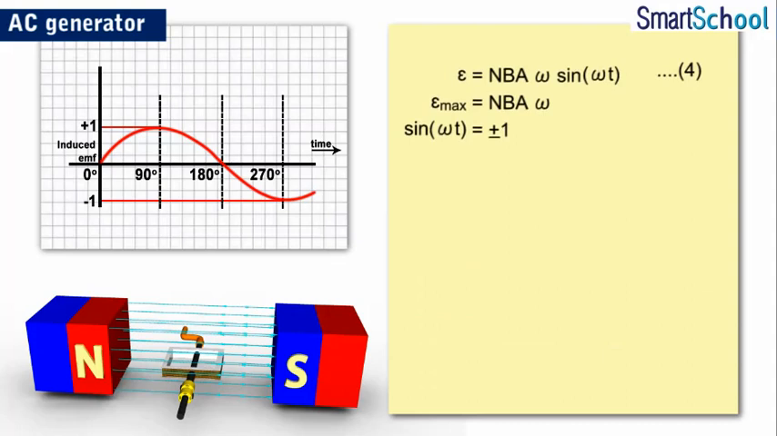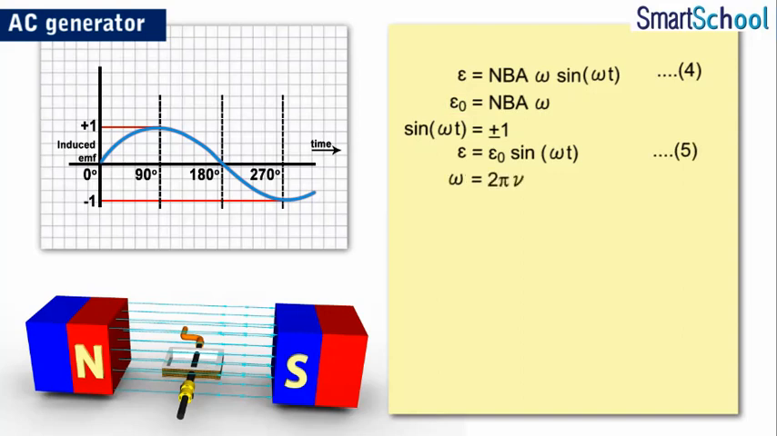As the value of the sine function varies from plus 1 to minus 1, the sign or polarity of the EMF changes with time. Accordingly, the direction of the induced current changes periodically. For this reason, this current is called an alternating current. Let us denote the maximum EMF, NBA omega, as E0. Then, the instantaneous EMF is E equals E0 sin omega t. Let us label this as equation 5.